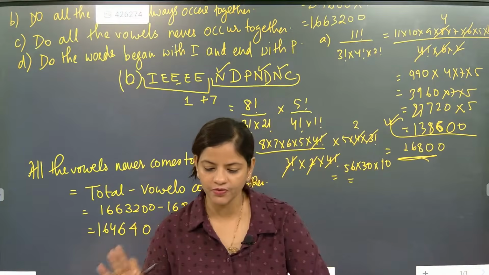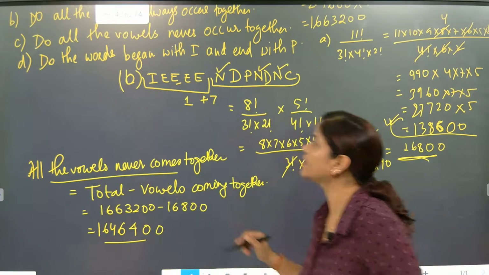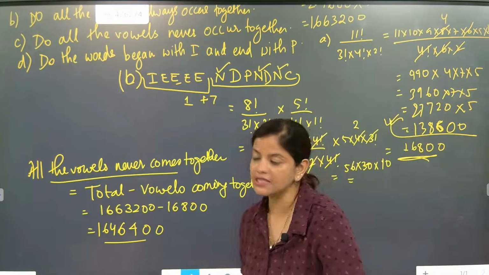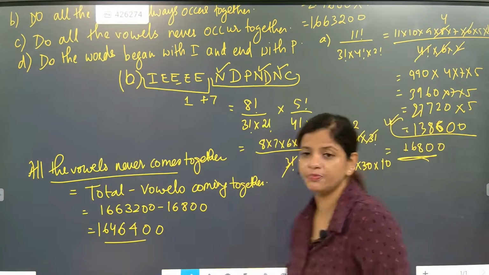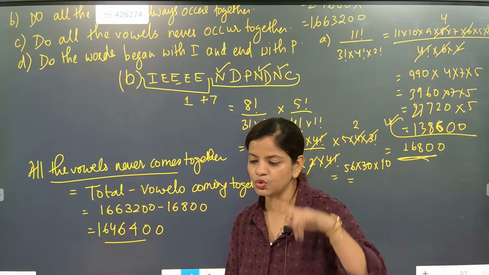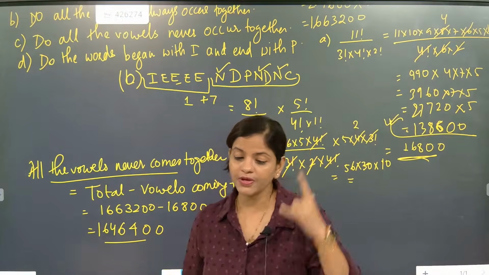Correct, Rudra. Super fine. Now, the calculation will take little time when all the vowels come together. Last part of the question, what they asked: do the words begin with I and end with P? So that means here we have to fix two locations. What are the two locations? The word has to first begin with I.